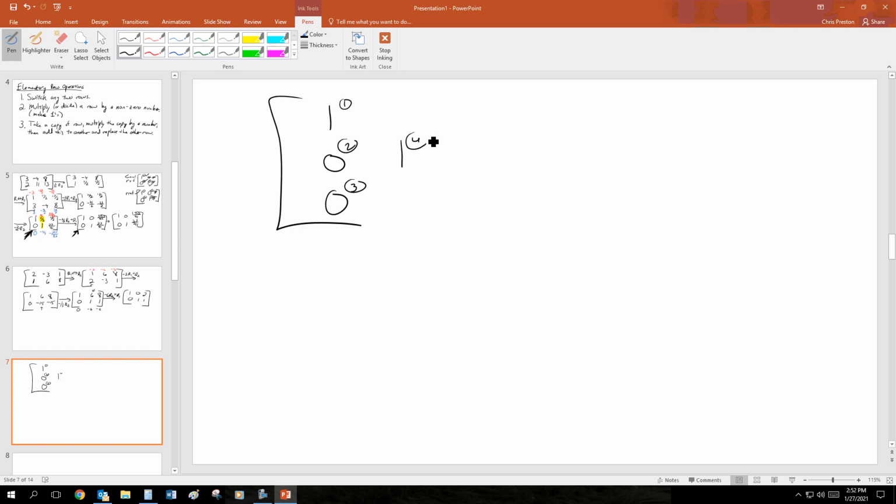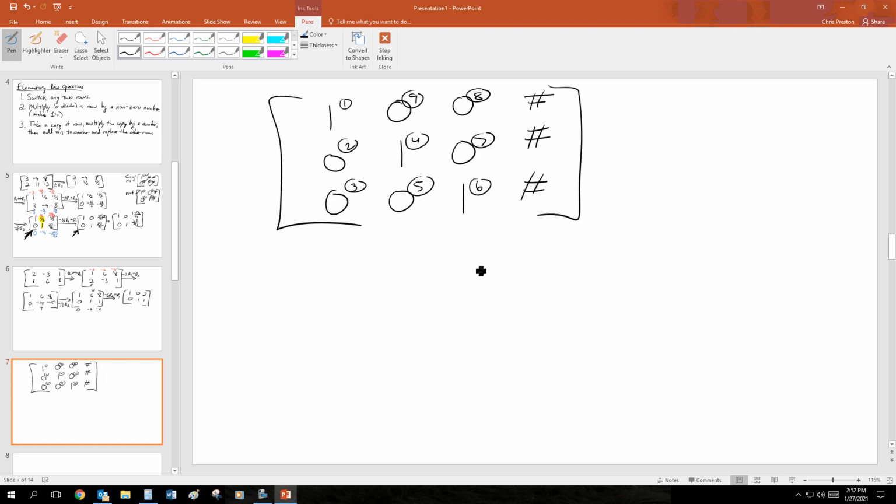Then you make your second leading one, make a 0 below it, then make your third leading one, and then start working your way back up. So make a 0 there, make a 0 here, and then make a 0 there. And meanwhile, there are other numbers over here that you're working with at the same time, but that's not your goal. Your goal is to get these to look like that 1, 0, 0, 0, 1, 0, 0, 0, 1 pattern there.